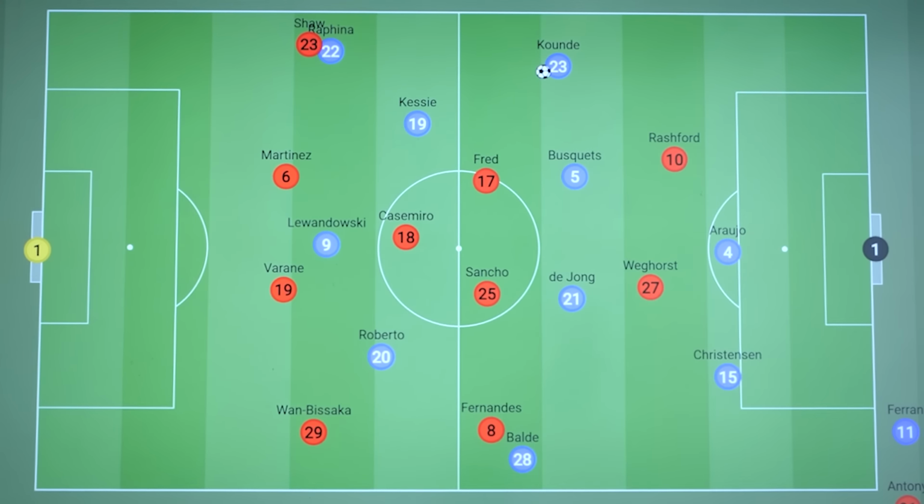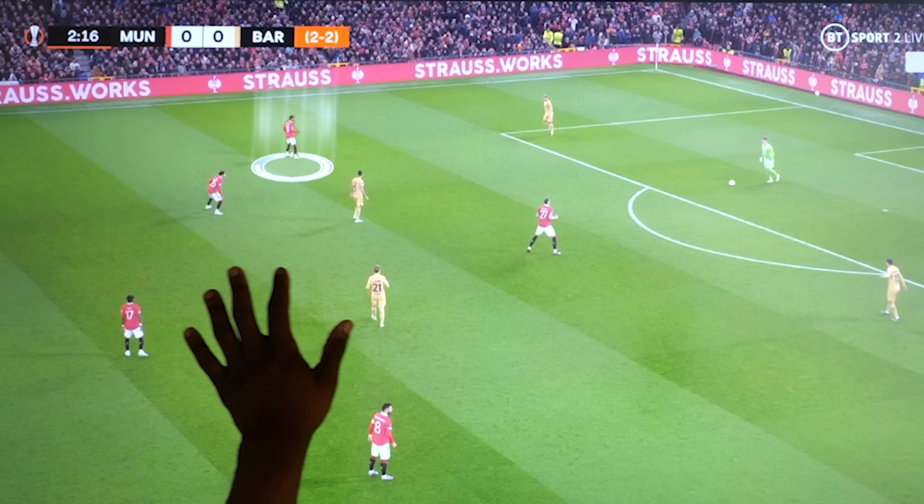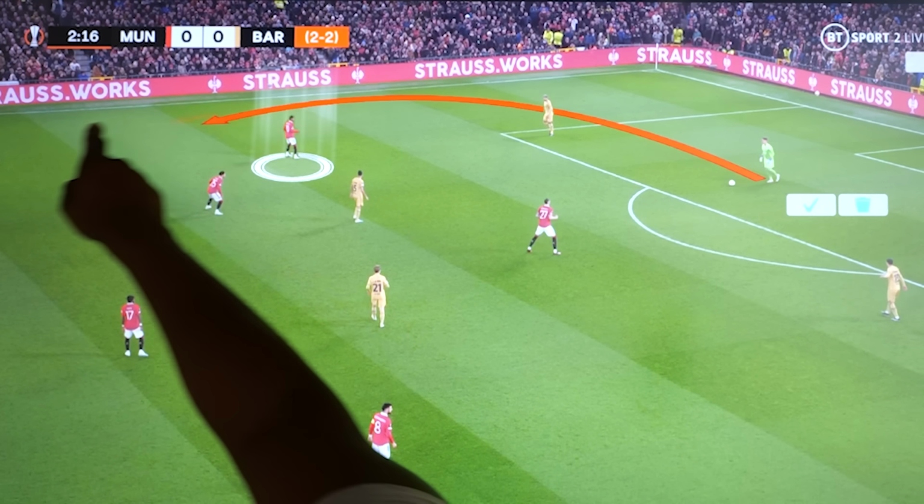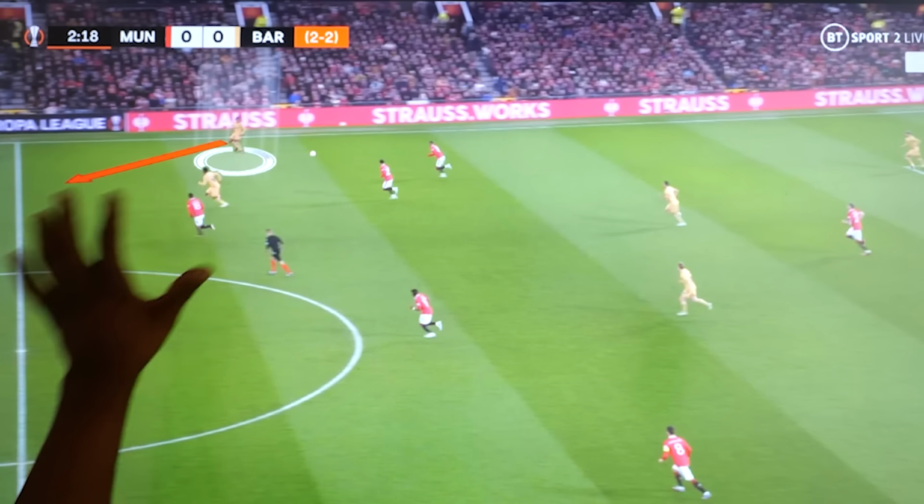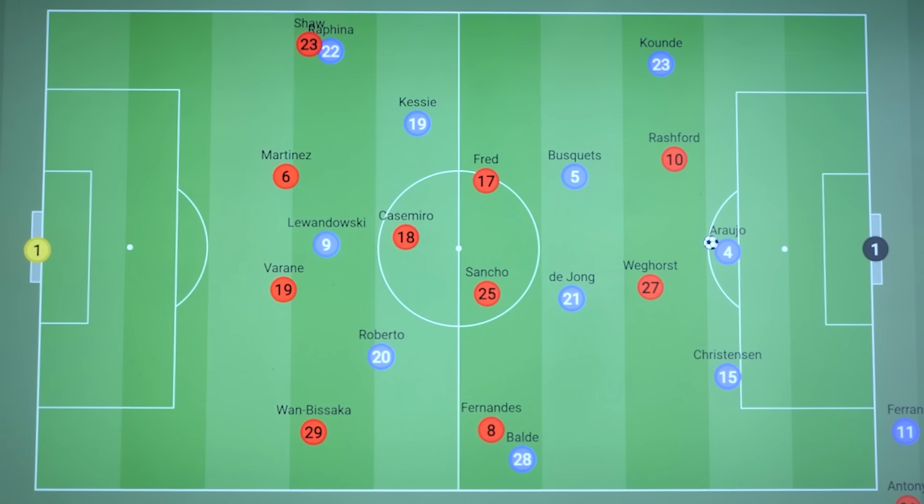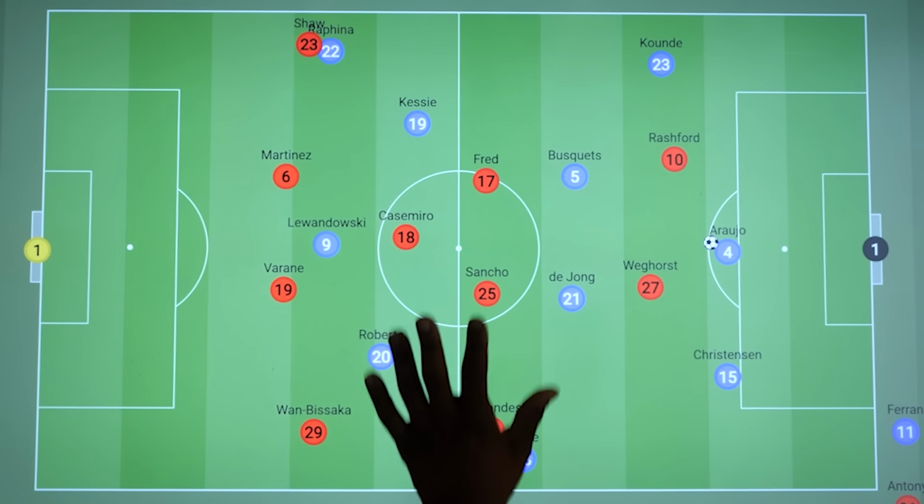So here we see a scenario where Rashford is drawn high, and Ter Stegen goes for the ball over the top to Koundé, who has shifted to a more traditional right-back zone. He has a lot more room to attack. But down the right-hand side, the dynamism of Kessie played a much bigger role.